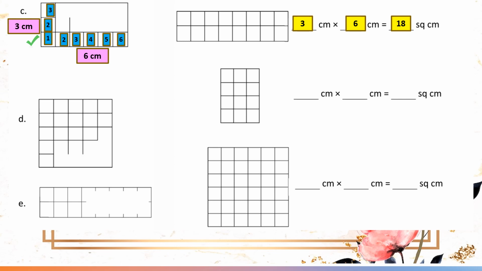Let's go ahead and move on to letter D. Now we do have a complete length side and a complete width side. So that means that we can go ahead and figure it out. All right, so let's start with our length. 1, 2, 3, 4, 5. So that means that our length is 5 centimeters.